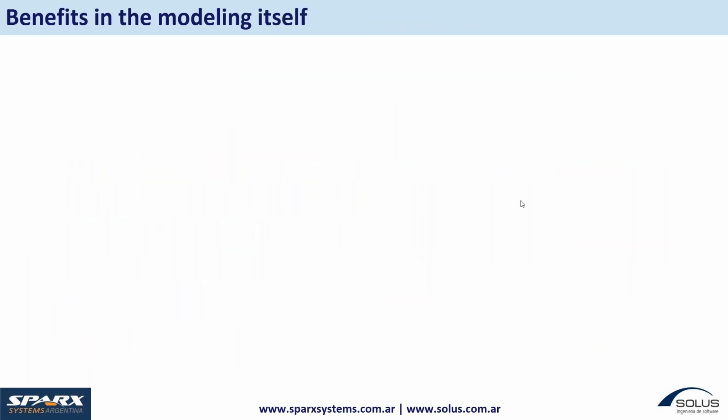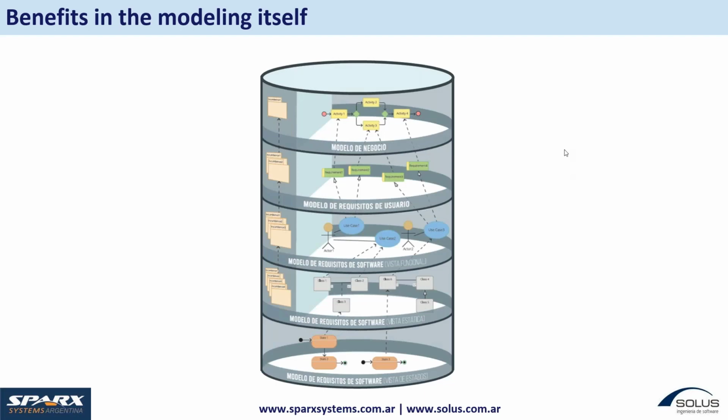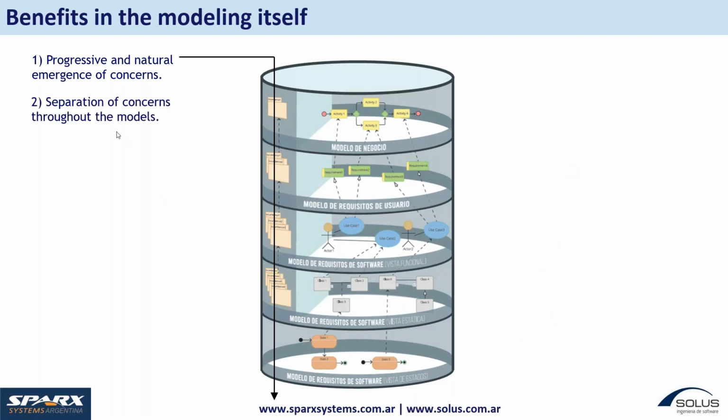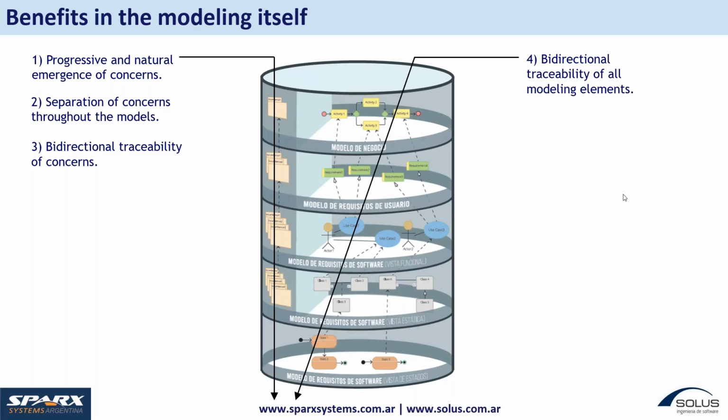In summary, we have our different levels of abstraction. We have our concerns modeled as packages, and they are being detected and created progressively throughout the whole software development cycle. We have all the concerns separate throughout all the models, all the levels of abstraction. We have a bidirectional traceability of concerns because they have the same name, or they are included into the previous packages if we create new concerns in the following models. We have bidirectional traceability of the elements included in the concerns or packages.